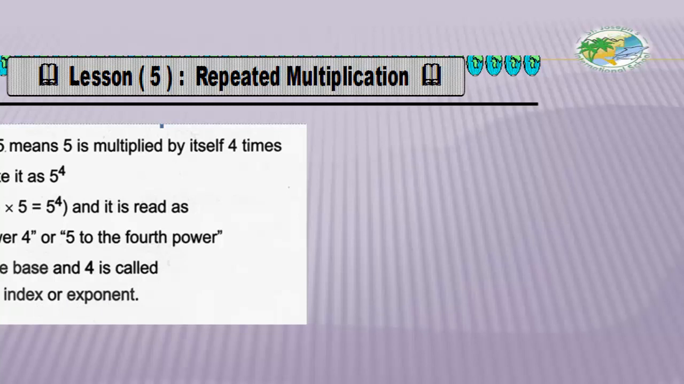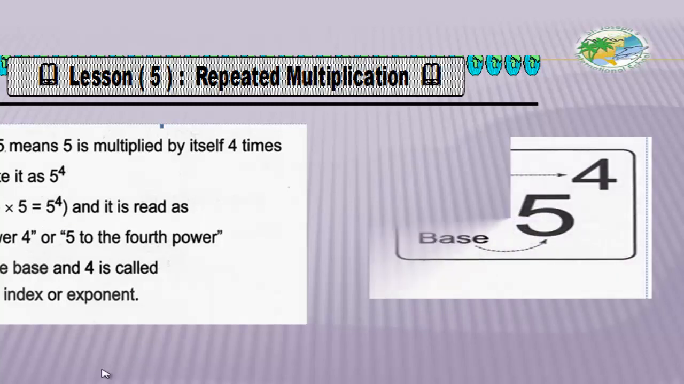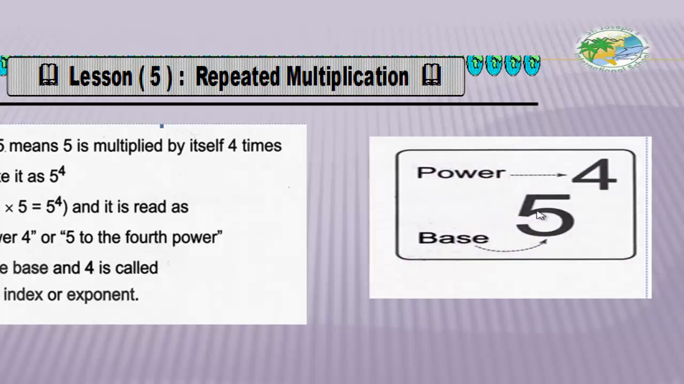This year we can use this word, power. Index is the same and exponent is the same. So we can say 5 power 4, or 5 index 4, or 5 exponent 4, as you like. Then this is 5 power 4; the base is 5. Fine.